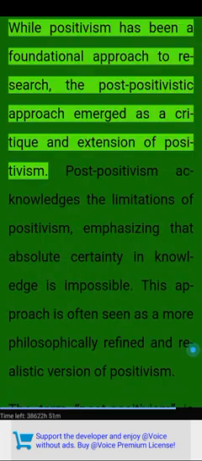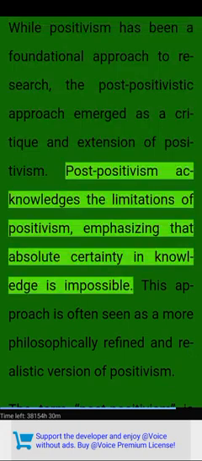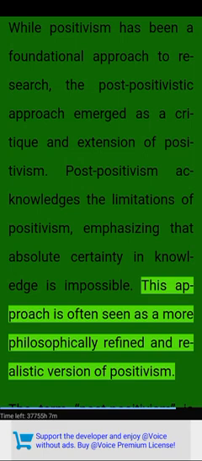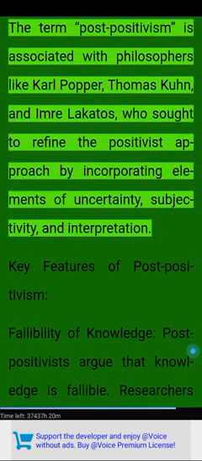Post-positivism. While positivism has been a foundational approach to research, the post-positivistic approach emerged as a critique and extension of positivism. Post-positivism acknowledges the limitations of positivism, emphasizing that absolute certainty in knowledge is impossible. This approach is often seen as a more philosophically refined and realistic version of positivism. The term, post-positivism, is associated with philosophers like Karl Popper, Thomas Kuhn, and Imre Lakatos, who sought to refine the positivist approach by incorporating elements of uncertainty, subjectivity, and interpretation.